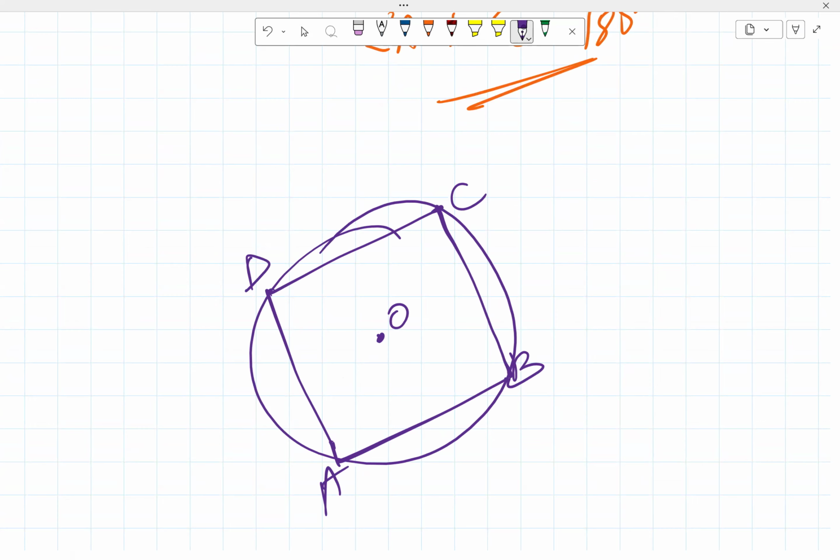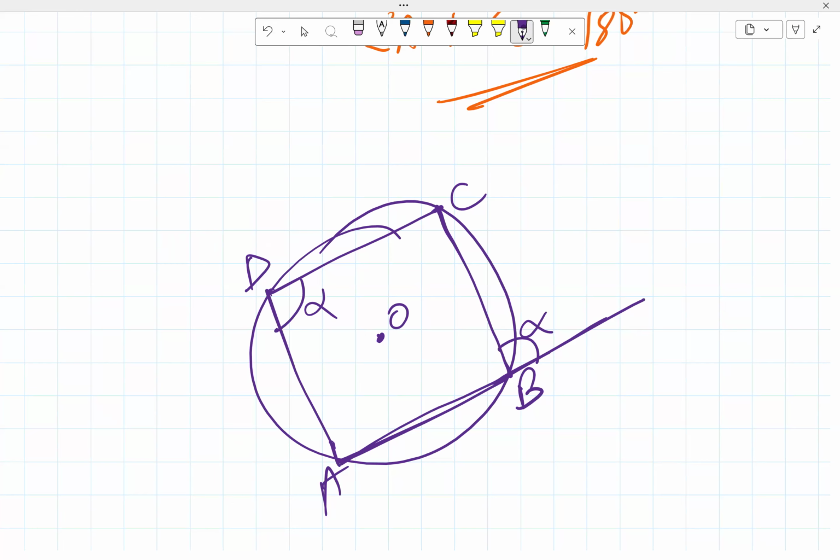Now imagine you are extending this side AB. If you extend AB like this, whatever angle you have here is going to be equal to this one. That's what theorem 5 is about. It says that if a side of a cyclic quadrilateral is extended, the exterior angle equals the interior opposite angle. So if this is alpha, this will also be alpha. Let's try to prove that. The proof should be straightforward too.